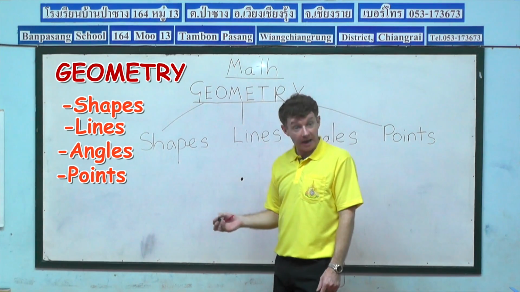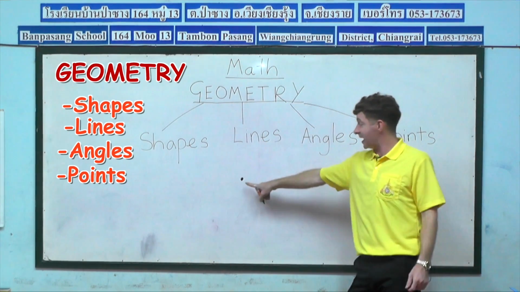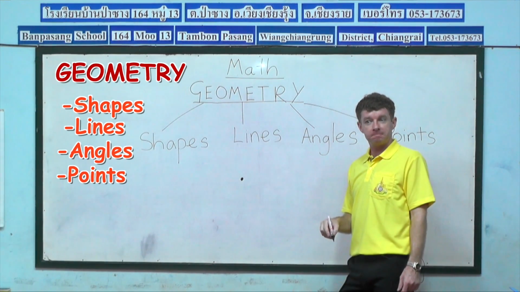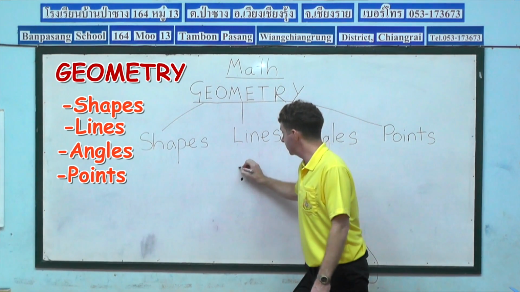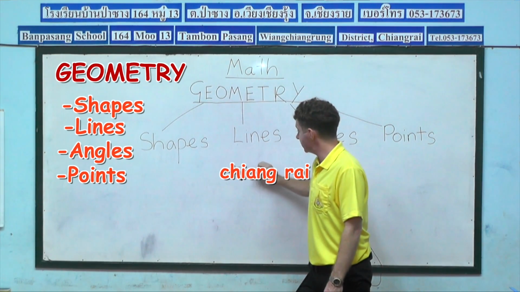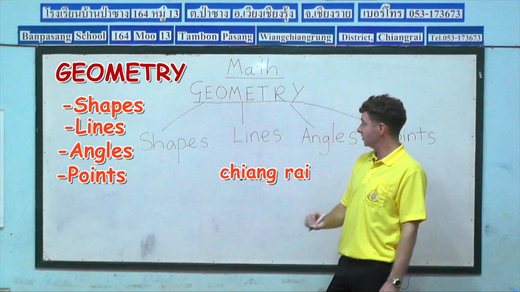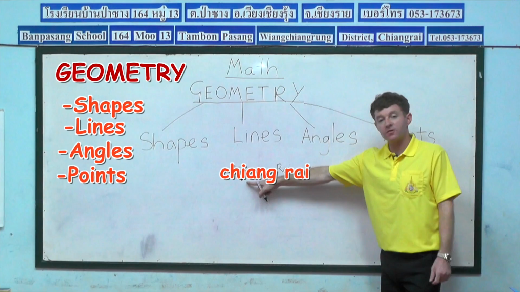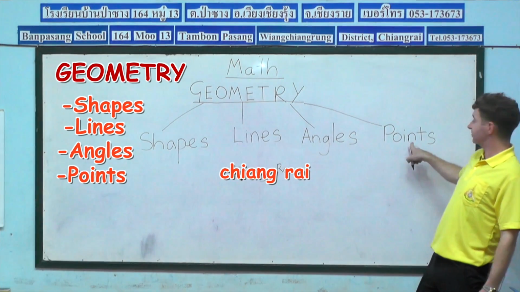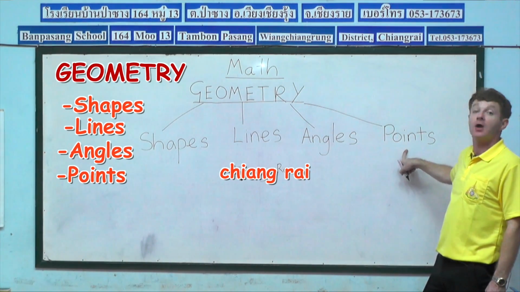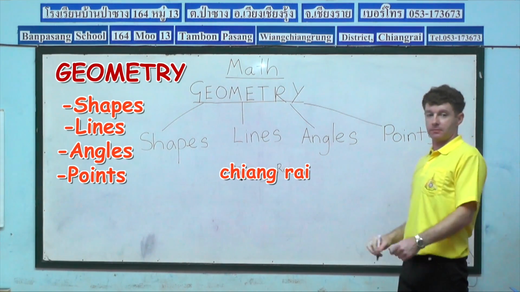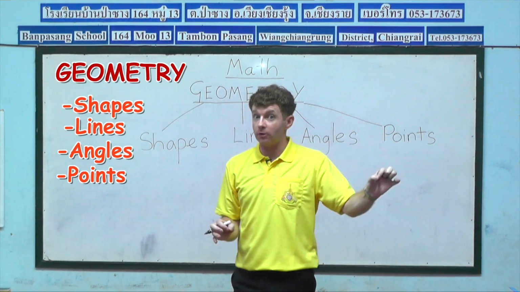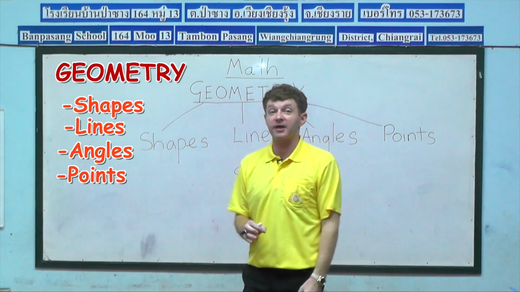Chiang Rai. So if we look at a map of Thailand, we won't just see the dot. What would we see with the dot for Chiang Rai? We'll see the name of Chiang Rai. C-H-I-A-N-G, Chiang Rai. With the dot represents Chiang Rai's point on the map.